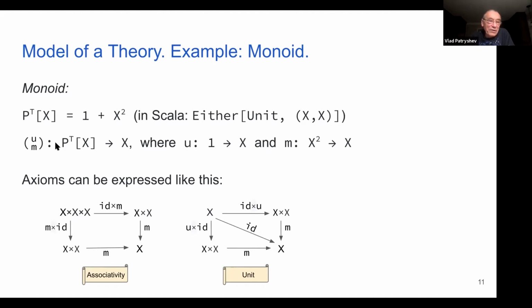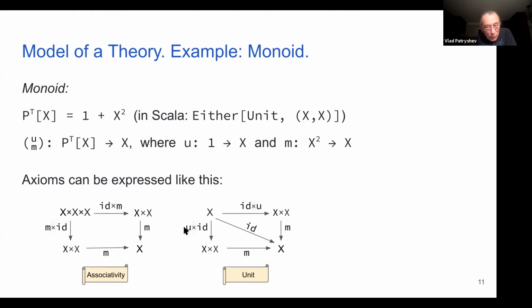So we have an operation that on the first component is u, and the second component is m. And that's not enough because we need axioms, right? So here are the axioms written in severely categorical style. This is the simpler version of the axiom, unit. So we have x, map it to x cross x.